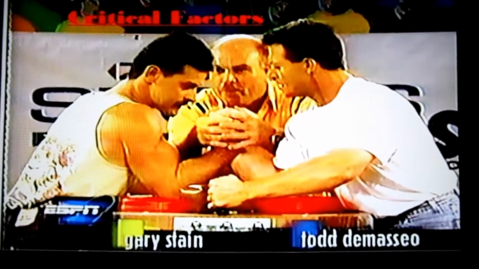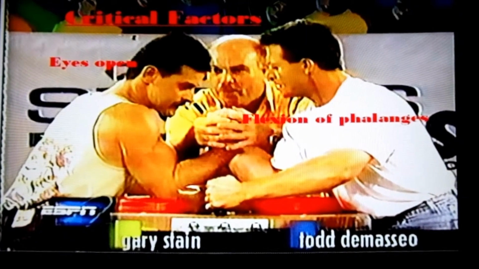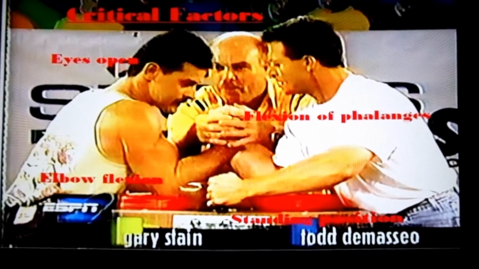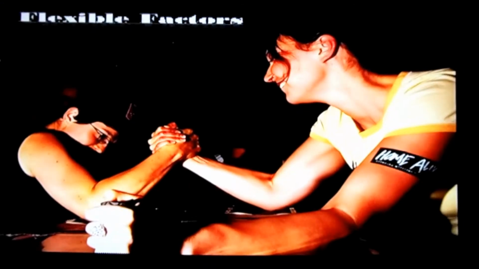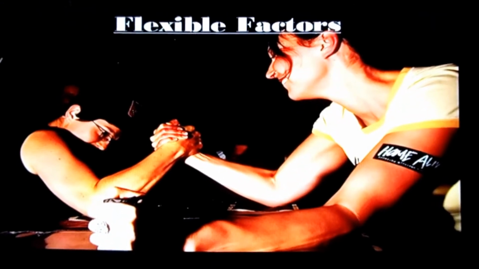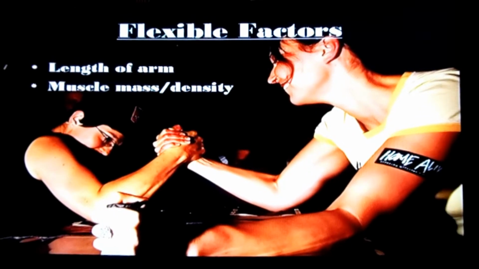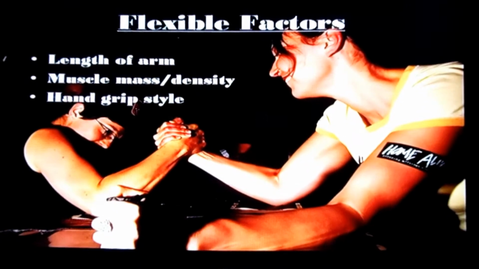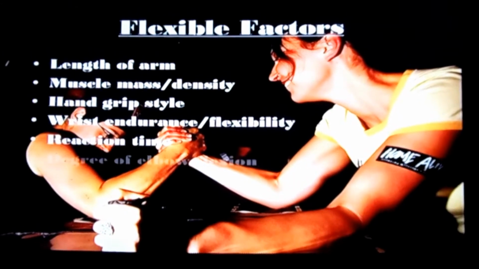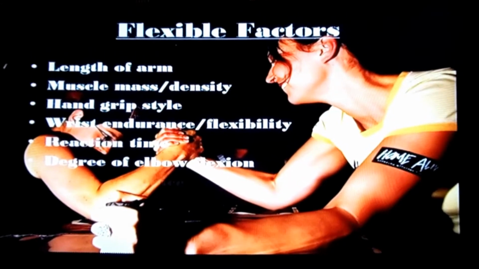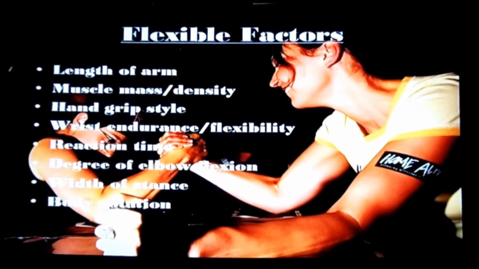Physical factors of arm wrestling include keeping the eyes open, flexion of phalanges, elbow flexion, and standing in an upright position. Flexible factors are the length of the arm, muscle mass and density, hand grip style, wrist endurance and flexibility, reaction time, the degree of elbow flexion, the width of your stance, and body rotation.